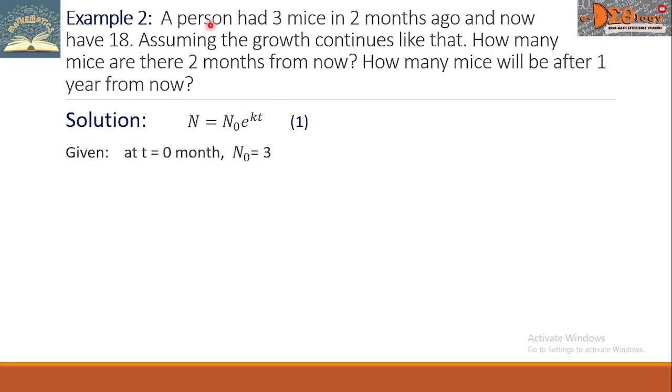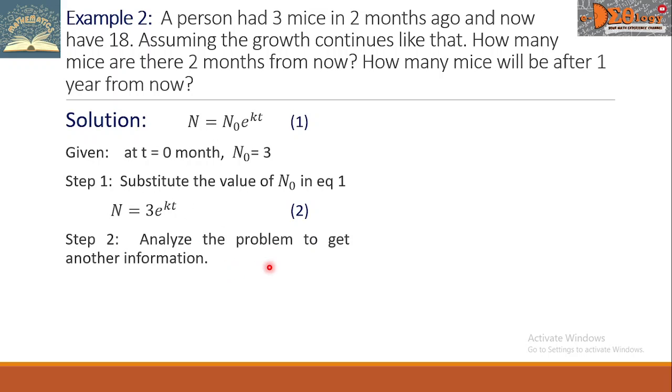Next, if we analyze our problem, it says that at time equals 0 months, n sub 0 equals 3. So for step 1, we substitute the value of n sub 0 in equation 1. So equation 1 becomes n equals 3 times e raised to the product kt. This is now our equation 2. For step 2, let us analyze the problem to get another information.